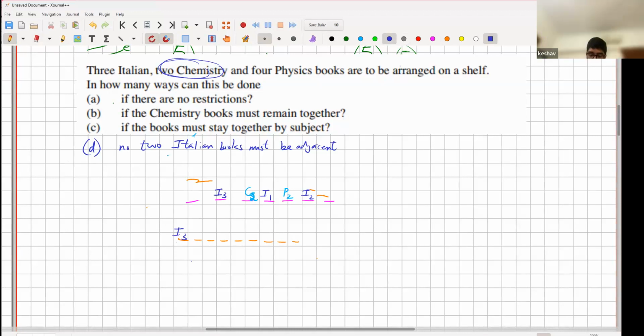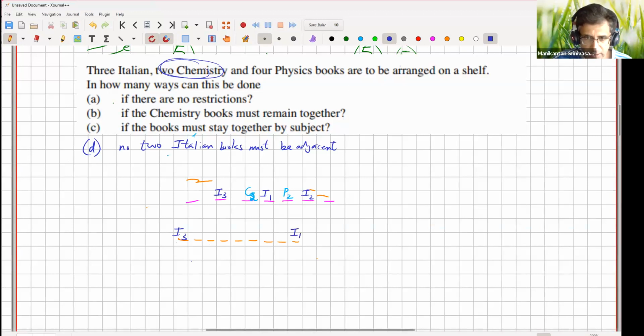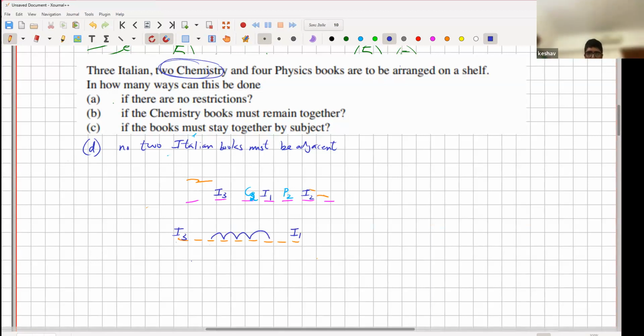And then if I do that, I have 5 possible ways to place the third Italian book. For example, suppose I put I1 here. So I have 1, 2, 3, 4, 5. All right. So then I'll do 9 times 7 times 5, and then 6 factorial.